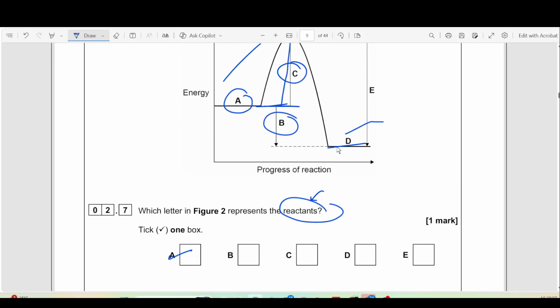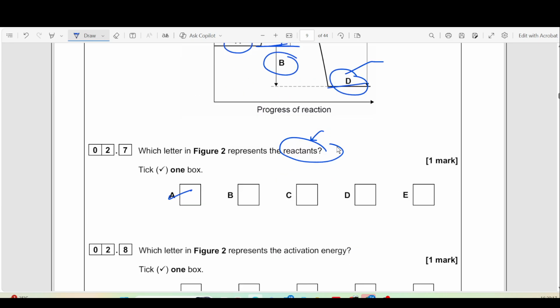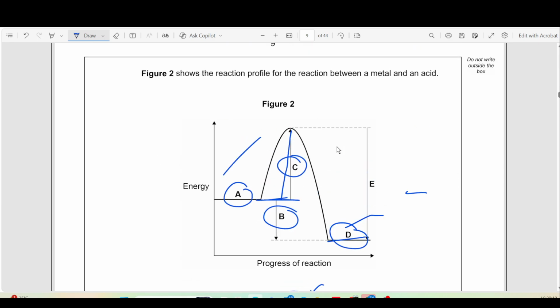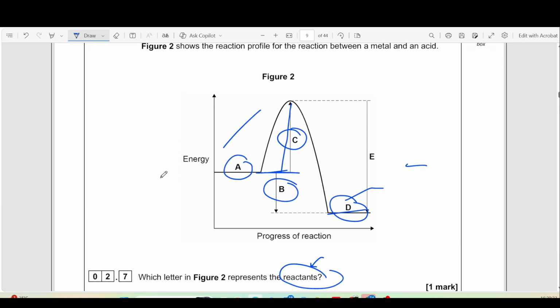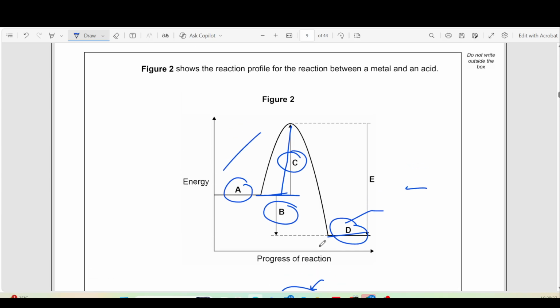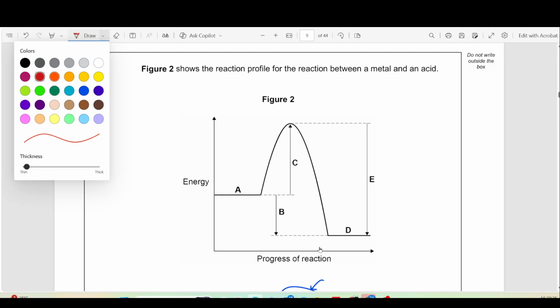That means if they ask you for the product, D is the product, and E represents the total energy of the transition state from the baseline. So this is a very important concept related to the energy and progress of reaction. Let me erase it so that it does not look messy, and let me change the color.